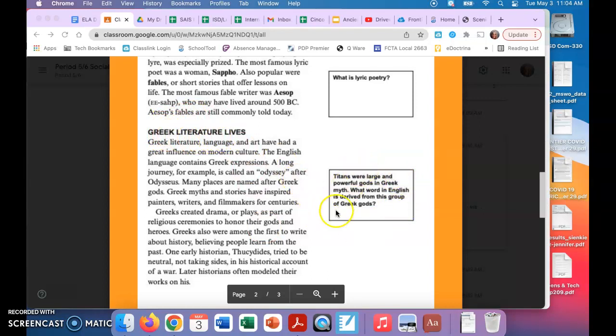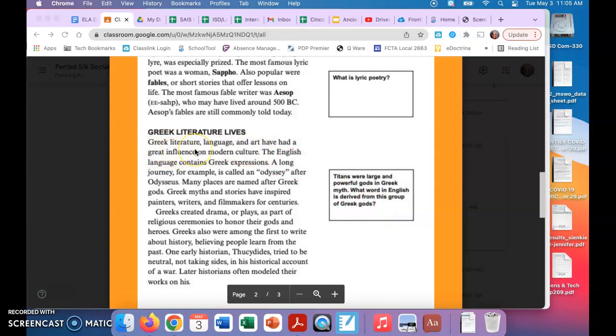And you're going to answer the question, Titans were large and powerful gods in Greek myth. What word in English is derived from this group of Greek gods? So you're going to look for one word. Titans were large and powerful gods in Greek myth. What word in English is derived from this group of Greek gods?